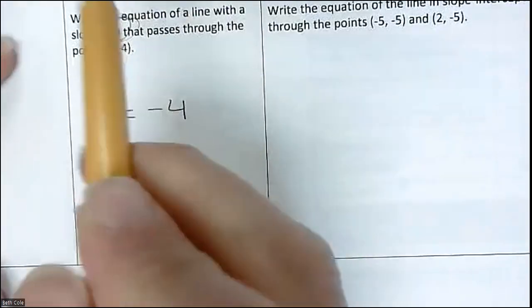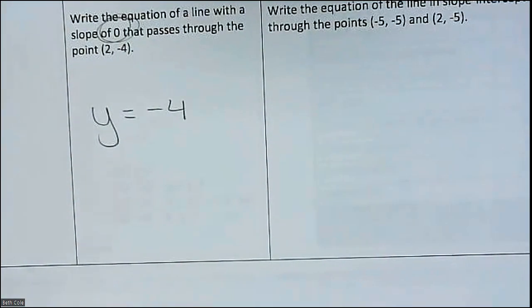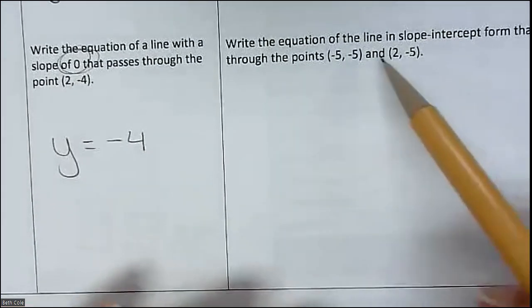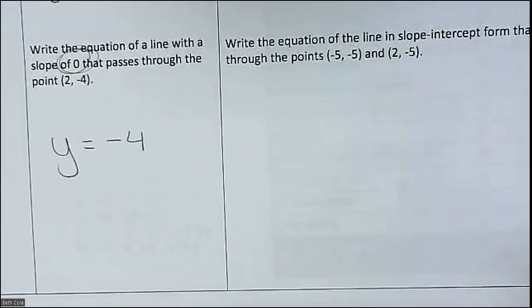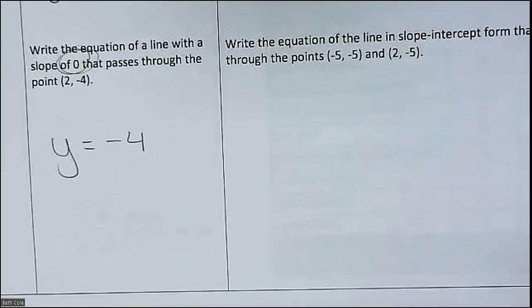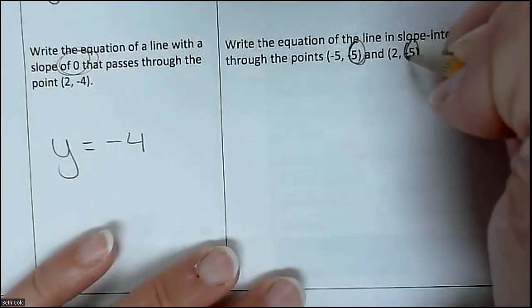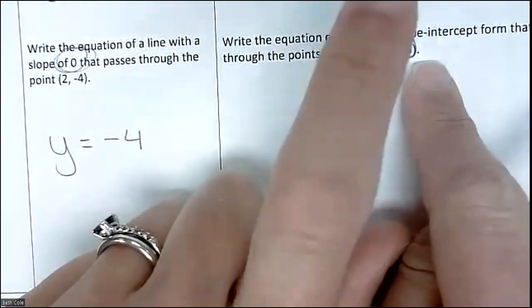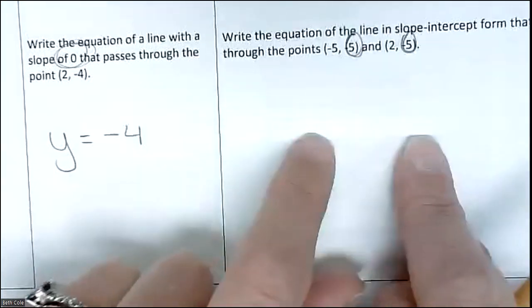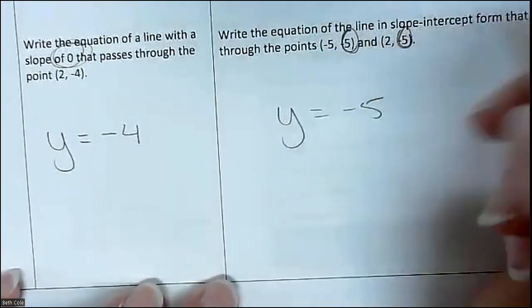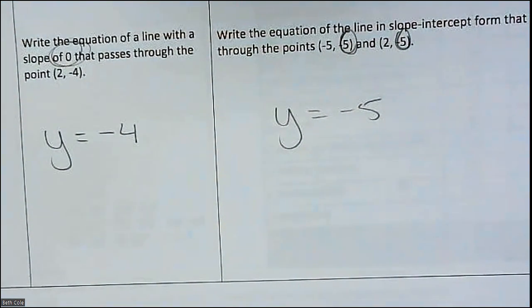Slope of 0. Y equals... Horizontal line, 0 slope, y equals. All right, what do you notice about these 2 points? What's the same about them? Go ahead. Do you see how the y number is the same? So your answer will be what? You don't have to do any work. Y equals -5. It's those horizontal and vertical lines that don't have any work. You just have to be a good noticer.